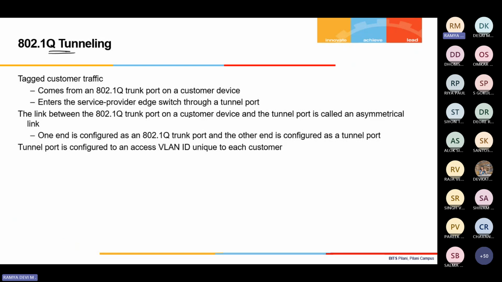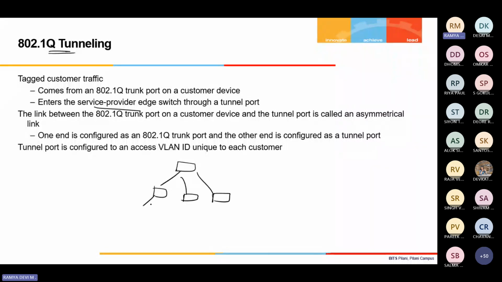Now we see 802.1Q tunneling, that is tagged traffic in the asymmetric links. The customer devices will be sending VLAN tagged traffic with the help of 802.1Q trunk ports. The tagged frames will also enter the service provider network with the help of a trunk port on the edge switch. So which is the edge switch?